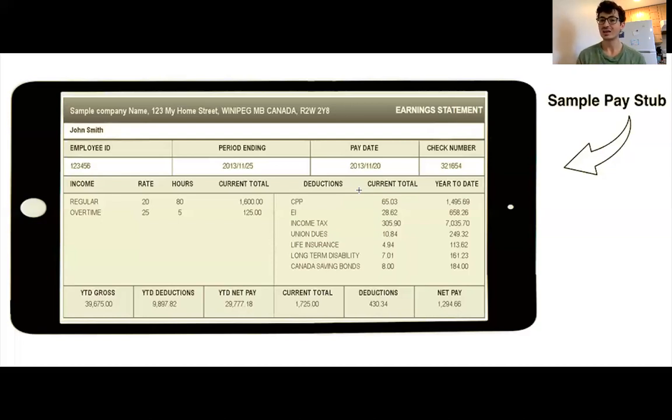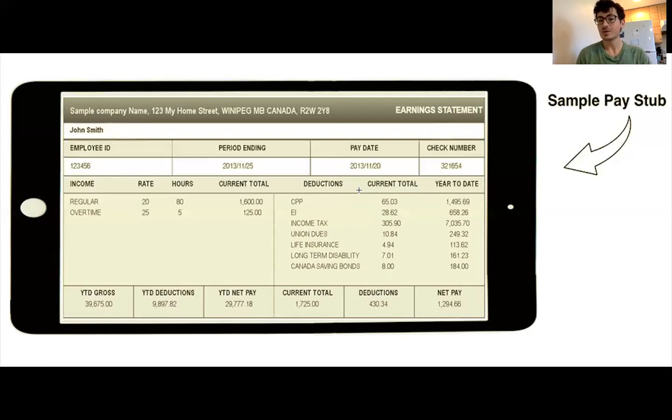Next is EI. This is a big thing right now. This is employment insurance. When you pay employment insurance, you're going to pay 1.73% of your income at a max of $747 a year. So let's say you're making a lot of money and you pay your $747 and it's only been halfway through the year, the rest of the year you don't have to pay any extra EI.